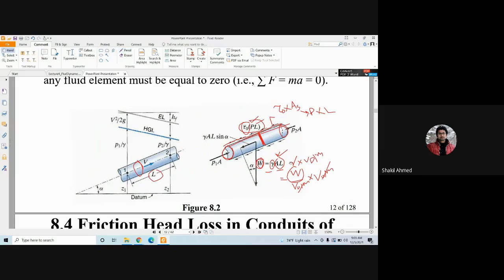Now, if this is alpha, this is 90 minus alpha, right?